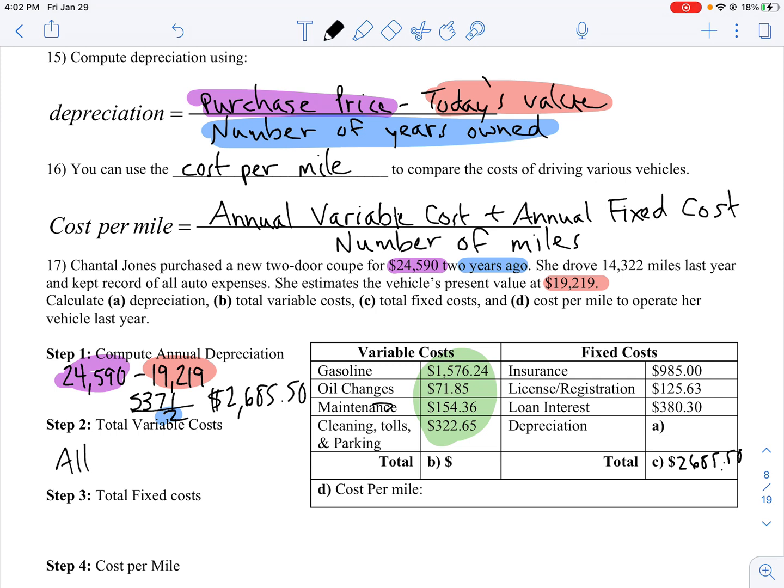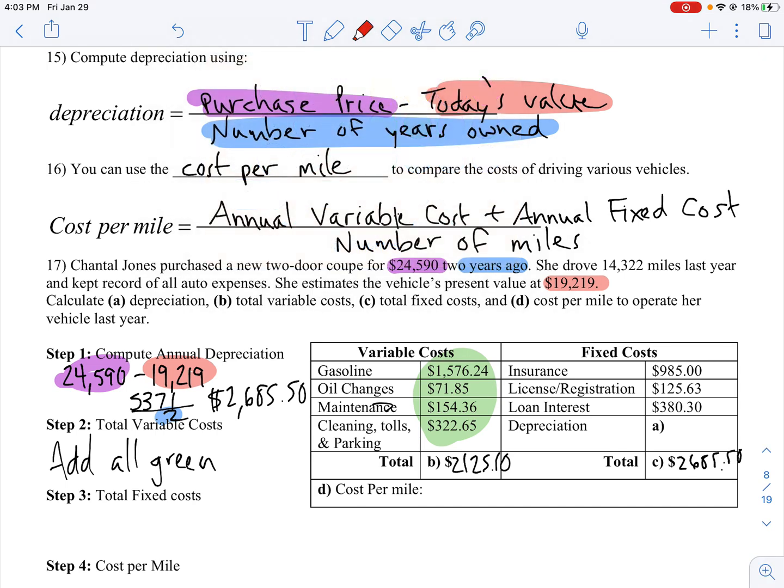So we're going to add all green. So we've got $1,576.24 plus $71.85 plus $154.36 plus $322.65. So that's going to be $2,125.10.